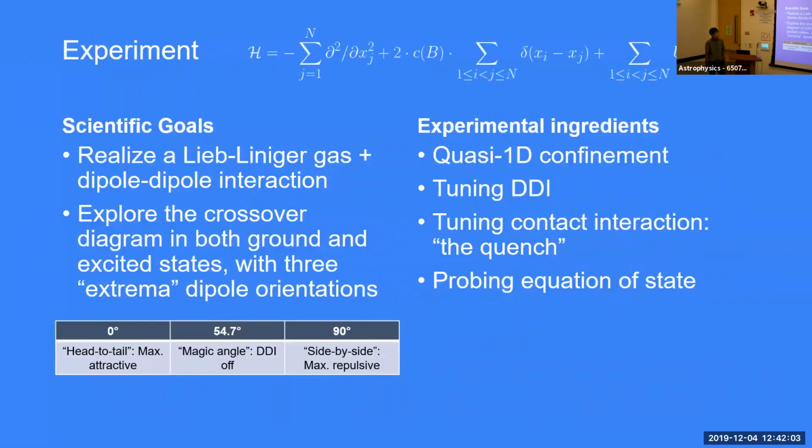And just as a refresher, this is the Hamiltonian of our system. So we have the kinetic energy, the contact interaction, as well as the pairwise dipole-dipole interaction. And as a preview, we'll tune C by the magnitude of the magnetic field, and we'll tune the dipolar interaction by the pointing of our magnetic field.